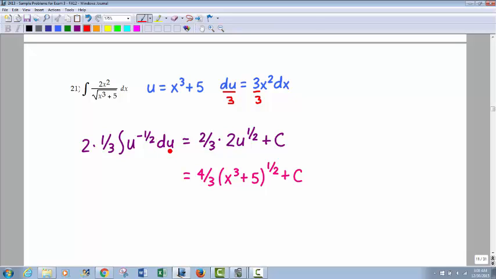So we just basically end up with the integral 2/3 u to the -1/2 du. So we just do the power rule. -1/2 plus 1 is 1/2. Dividing that, so it's u to the 1/2 divided by 1/2, which flips over and becomes 2. Multiply that together, you have 4/3 u to the 1/2. Then replace u with what you had originally, and that will give you x cubed plus 5 to the 1/2. And of course, plus c.